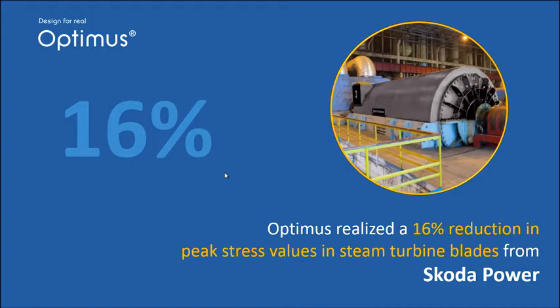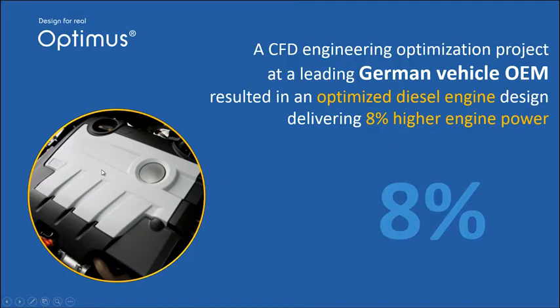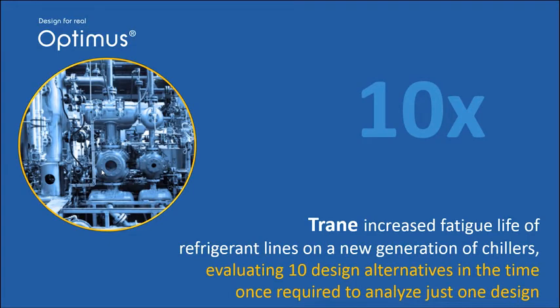Optimus has been used by many companies for a number of things. Perhaps the three most recent that I'll mention here: Skoda Power used Optimus to find a 16% reduction in peak stress values on their steam turbine blades. It was used by an automotive OEM to increase the engine power by about 8%. And at Trane, Optimus increased the fatigue life of refrigerant lines on a new generation of chillers. They were able to greatly increase the number of experiments that they could run in the same amount of time.